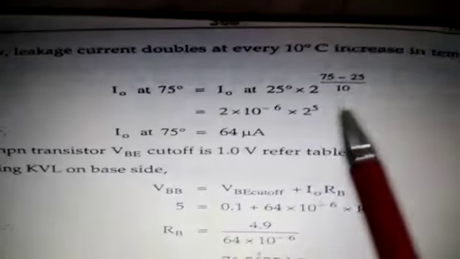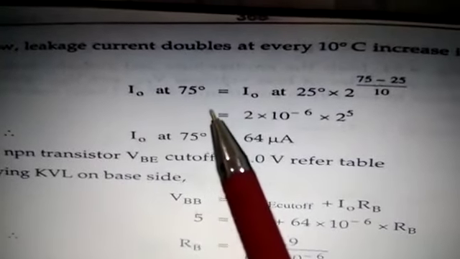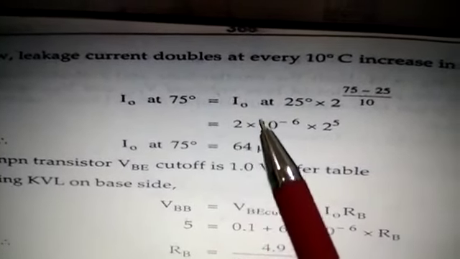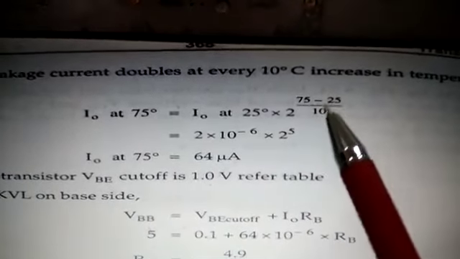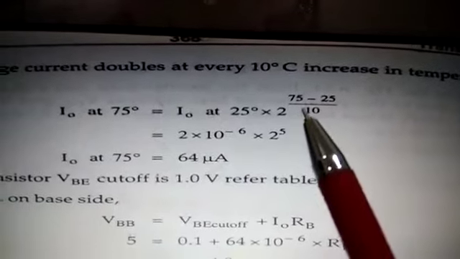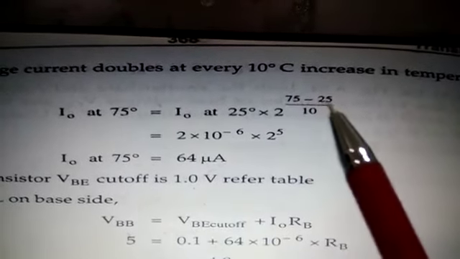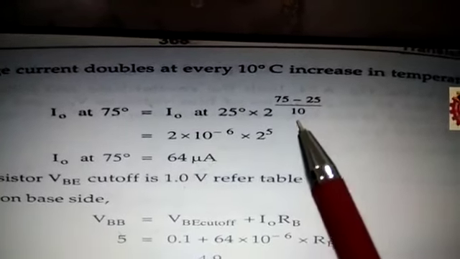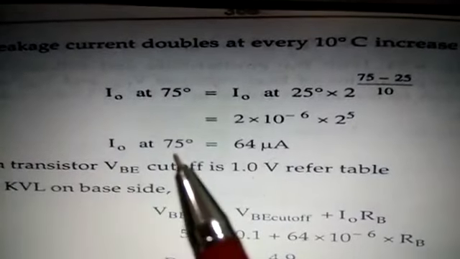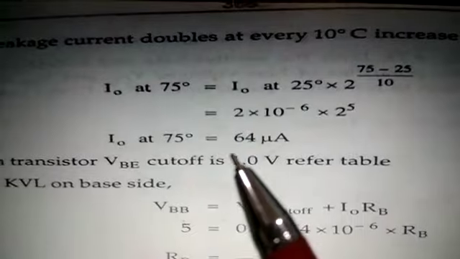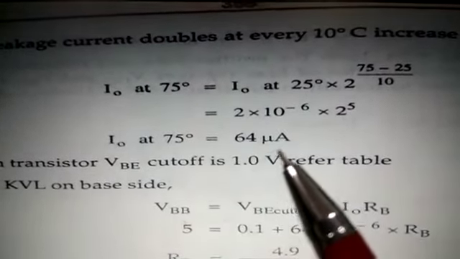This is the rule. So I0 at 75 degrees centigrade is equal to I0 at 25 degrees centigrade times 2 to the power of (75 minus 25) divided by 10. So the leakage current I0 at 75 degrees centigrade is equal to 64 microampere.